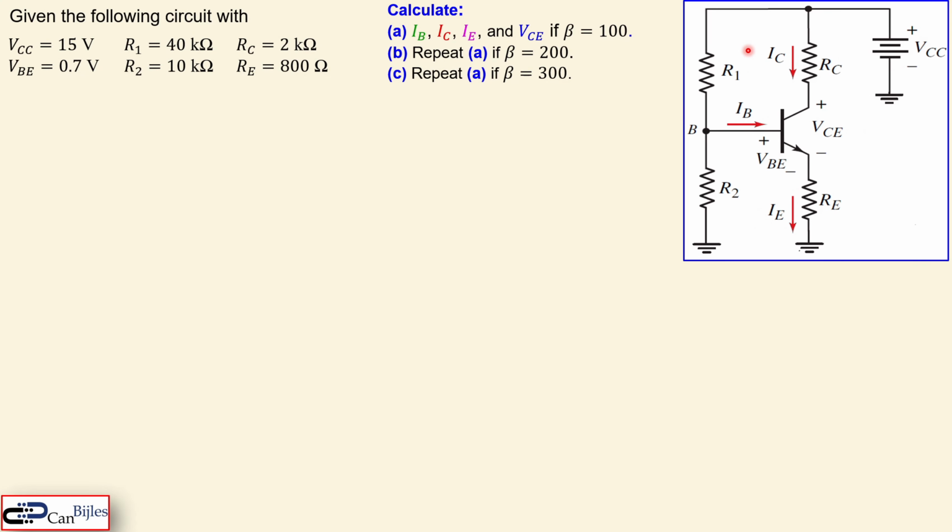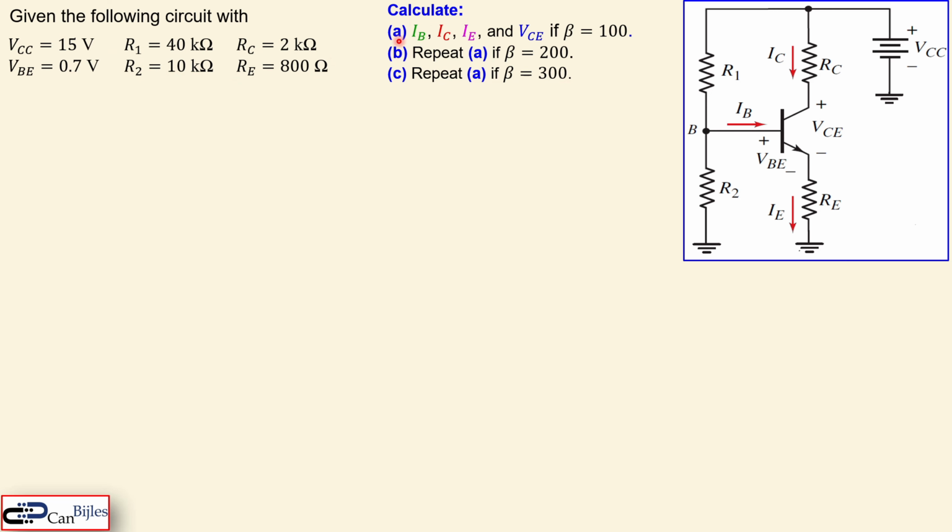We have this circuit given. We see one DC voltage source, VCC, which is 15 volts here. And we also have the VBE, which is the transistor base emitter conduction voltage. So this is the 0.7 volts. And we have now 4 resistors, R1, R2, RC, and RE. So the values are shown here.